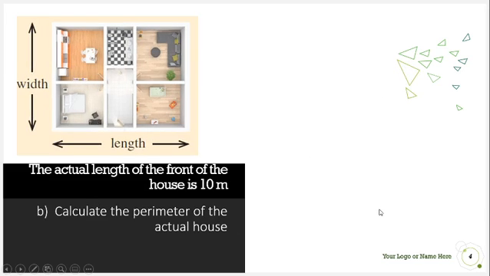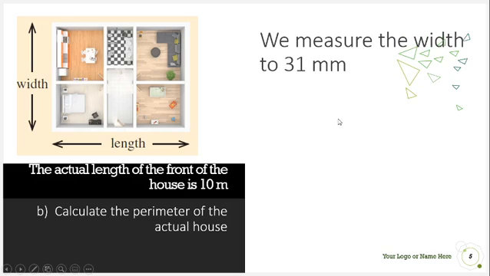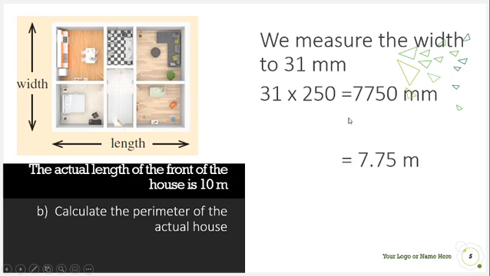Then our question will say to us, calculate the perimeter of the actual house. So we know that this is 10 meters. We have to work out what the width is before we can do our perimeter. So we say the width is 31 millimeters. We know that we have to multiply it by 250 because that was our scale. So we go 31 times 250 gives us 7,750 millimeters. We need to change that to meters, so it's 7.75 meters.